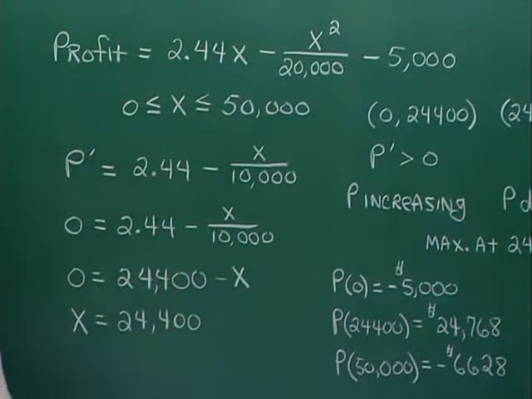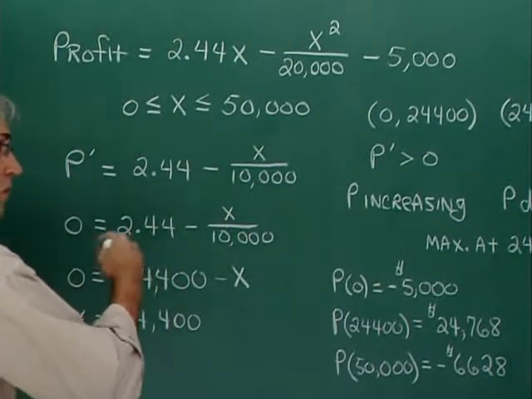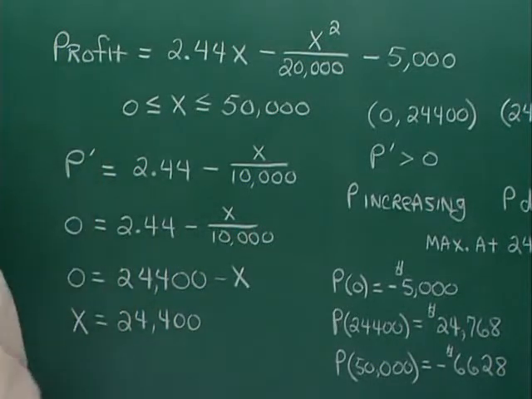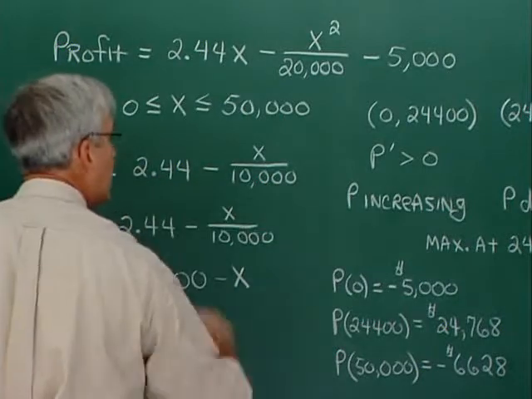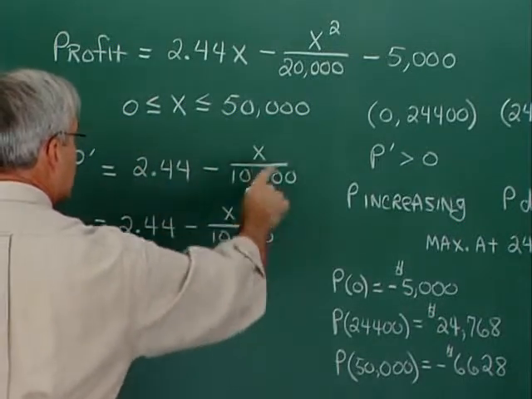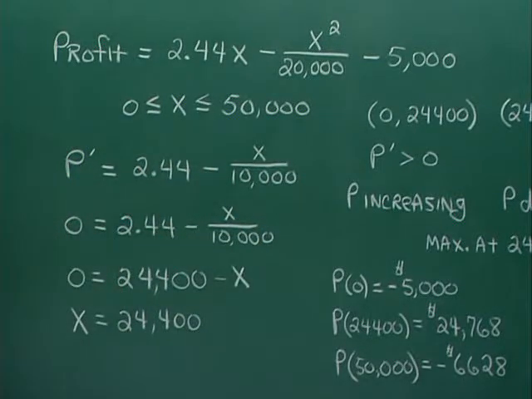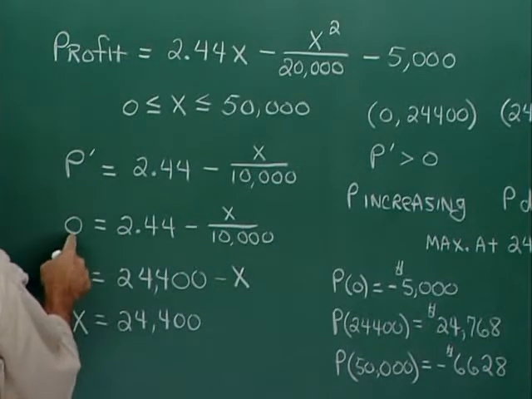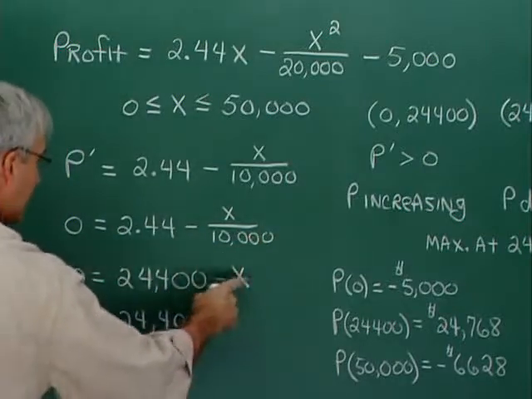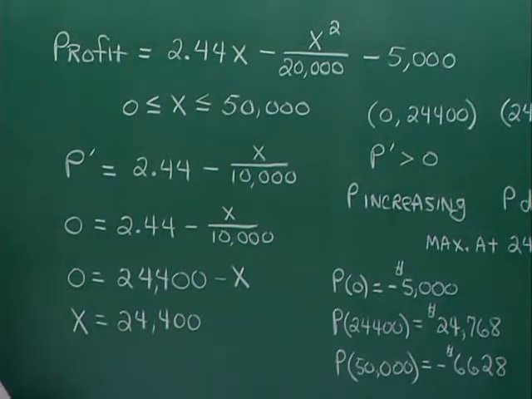Well, to do that, we calculate the marginal profit function. That's the P prime function from the P function, and we get this. Now, we go through the process in much the same way that we did before. We'd like zeros or undefined values associated with this. Well, there are no undefined values, but the zero can be identified by just writing this as 0 equals and solve. Multiplying through by 10,000, we get this. Adding x on both sides, we find x to be 24,400.